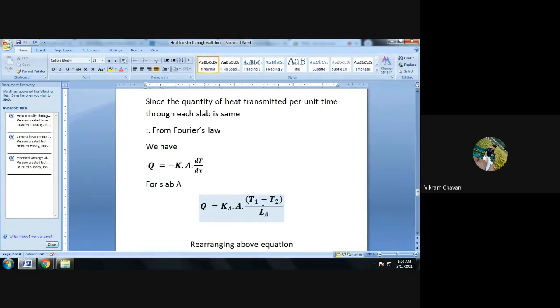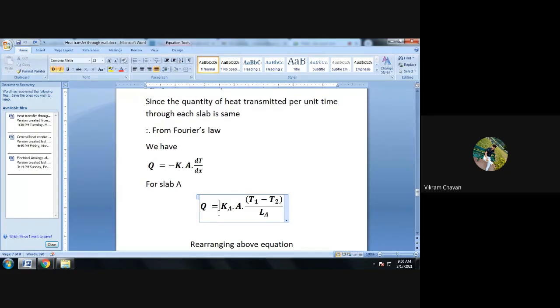So T1 minus T2, T1 is the initial temperature, and T2 is the next temperature. Here we have not provided the negative sign because this negative sign is absorbed inside the bracket, as we have discussed earlier, so that T2 minus T1 will become T1 minus T2. And the whole is divided by the thickness of slab A. So K suffix A multiplied by T1 minus T2 divided by L suffix A will be the equation for heat flow through slab A.